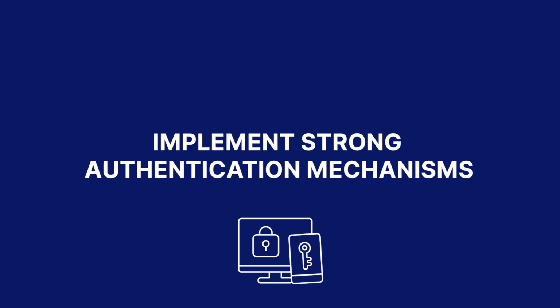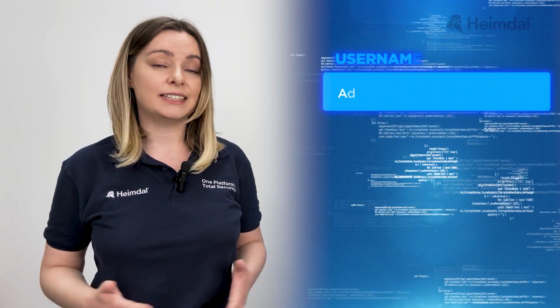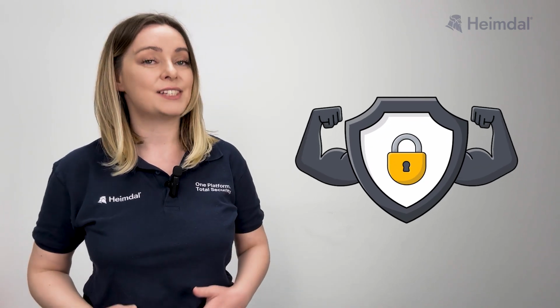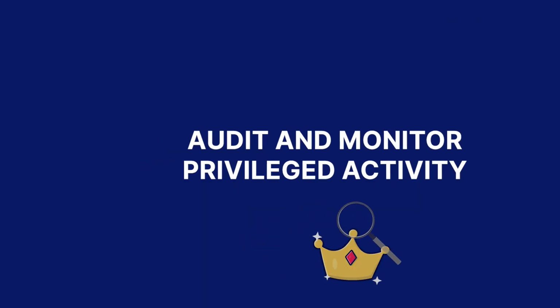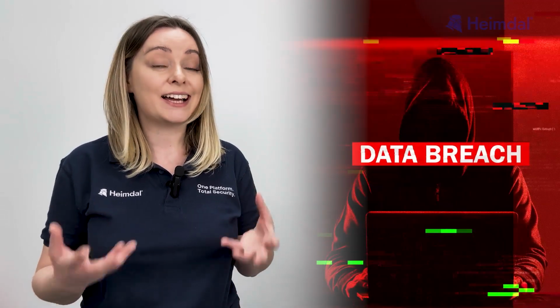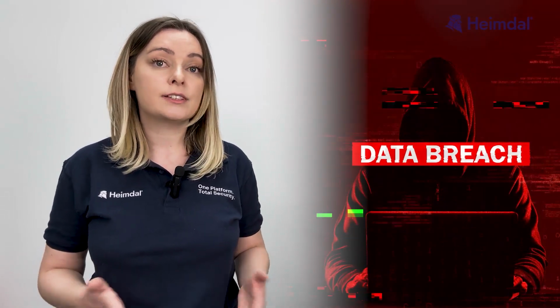For privileged accounts, passwords alone are not enough. Implement multi-factor authentication (MFA) to add an extra layer of security. Regularly audit privileged activities and monitor them in real time. This not only helps in detecting potential breaches, but also in understanding normal versus abnormal behavior. Additionally, auditing is important for meeting compliance goals.